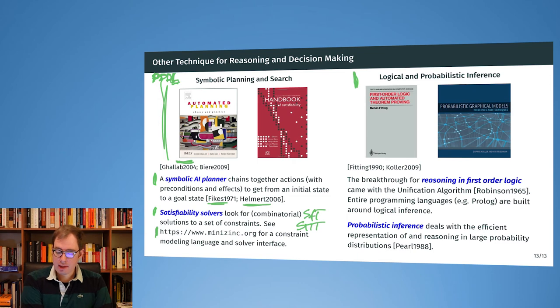So logical inference, for example, inference in first order logic. And the big breakthrough to that came with a unification algorithm. There was a first solution by Jacques Herbrand, but the unification algorithm used today is from Robinson in the 60s. And this kick-started, for example, the Prolog language. This is an often overlooked programming language, but very powerful in its own right.